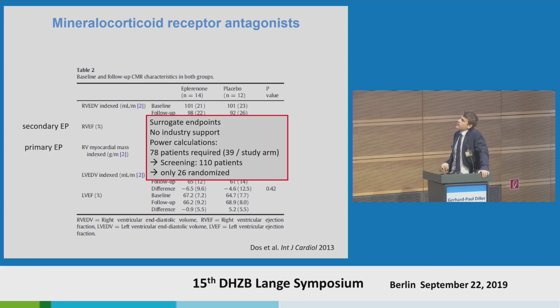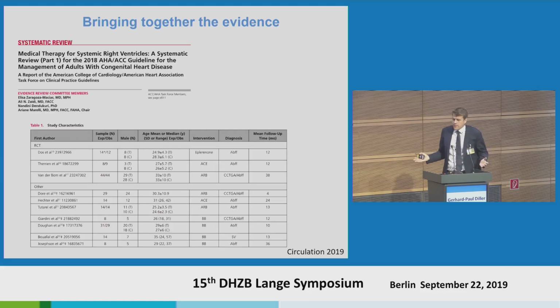But again, if you read the study carefully, one has to realize the authors used only surrogate endpoints. There was unfortunately no industry support to run this study, so the study couldn't be as big as required. If you look at the power calculations that are supplied, they calculated that they needed 78 patients, 39 patients per study arm, and they screened over 110 patients, but they could only randomize 26 patients. So the study was, in the end, underpowered again, which maybe in part explains this neutral result in these patients. So what do we do with these results?